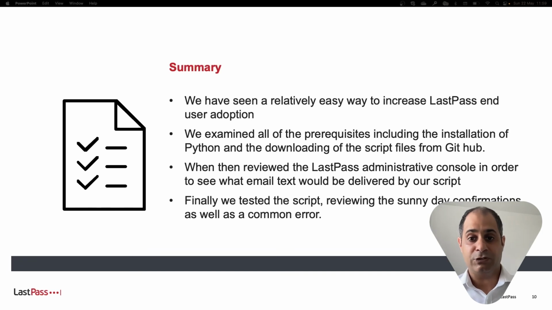So that's all there is to the script itself. To summarize, we have seen an easy way to increase LastPass end user adoption. We've examined all the prerequisites, including the installation of Python and downloading the script files from GitHub. We then reviewed the LastPass administrative console in order to see what the email will look like and also how it would be delivered by text. And finally, we've tested the script, reviewed the sunny day confirmations, as well as common errors.